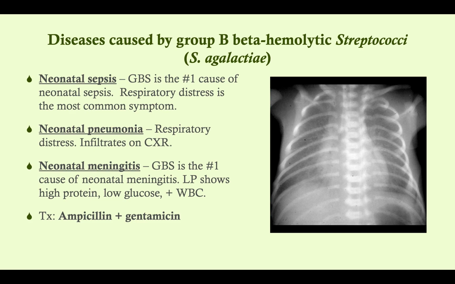Okay, so important fact here is that the baby gets group B strep from the birth canal. And so there's a certain proportion of women who are naturally colonized with group B strep.